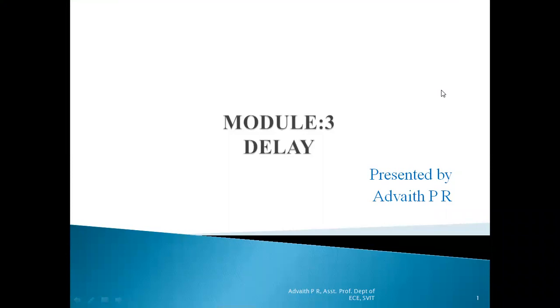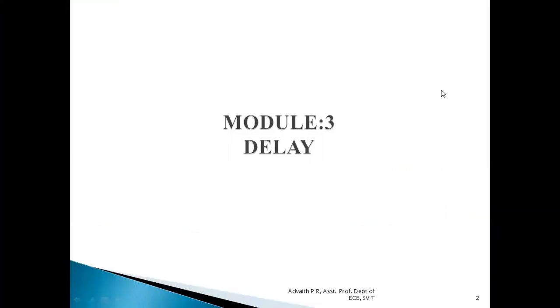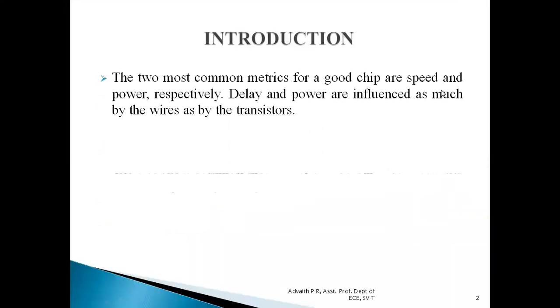In today's lecture video, I'll be discussing delay. The two most common metrics for a good chip design are speed and power. Delay and power are influenced as much by the wires as by the transistors. Both wires as well as transistors play a vital role in influencing delay as well as power in an integrated circuit.